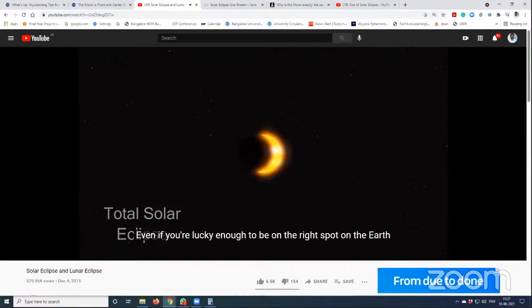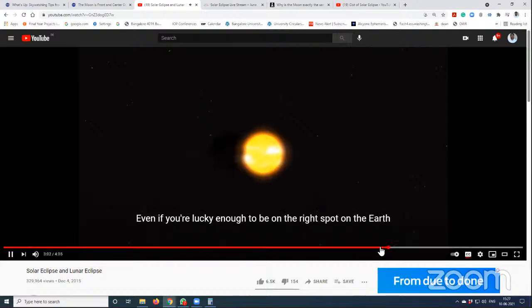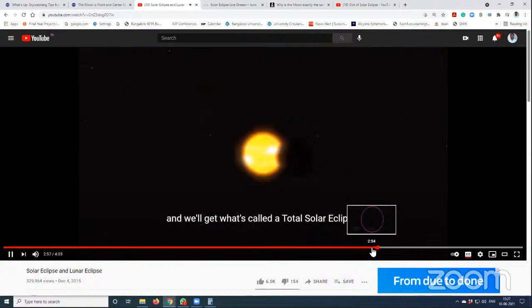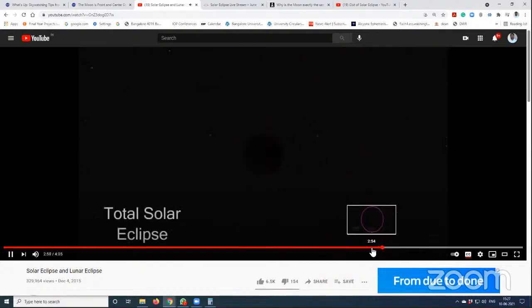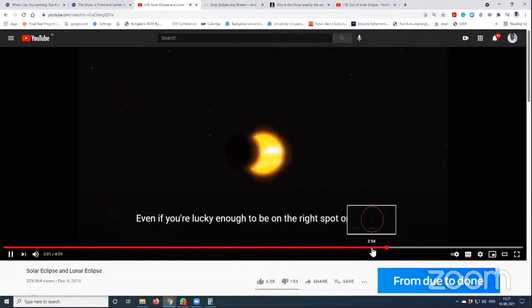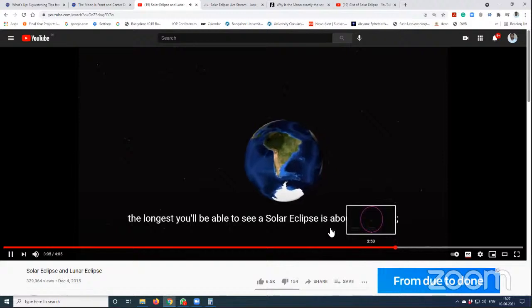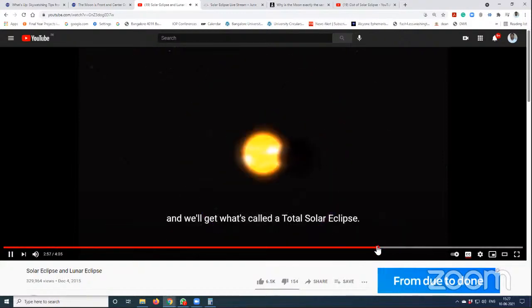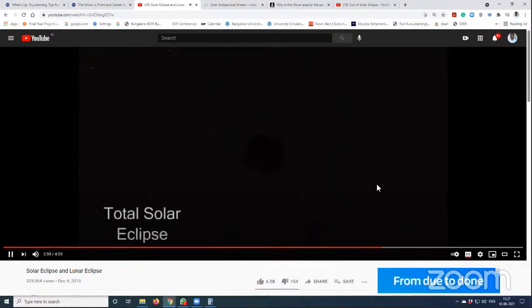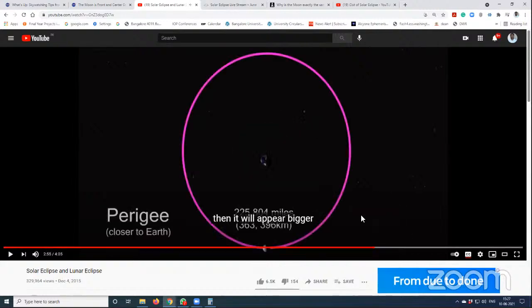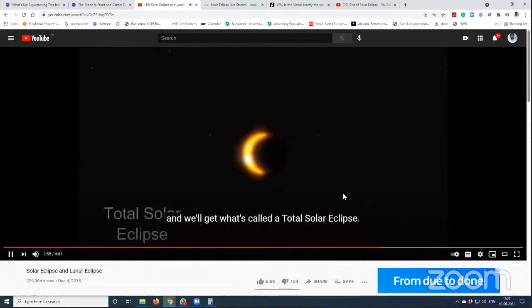Did you get the idea? If the moon is closer to perigee, then it will appear bigger and we'll get what's called a total solar eclipse. Even if you're lucky enough to be on the right spot on the Earth, the longest you'll be able to see a solar eclipse is about, repeat. Whether apogee or perigee, okay. If it is at perigee, it will appear bigger and we'll get what's called a total solar eclipse.